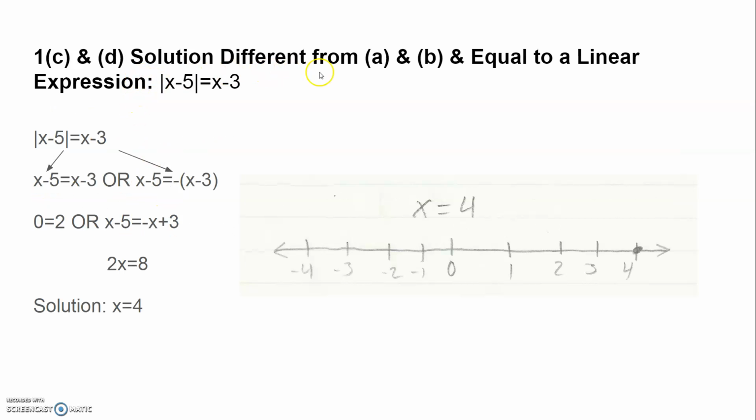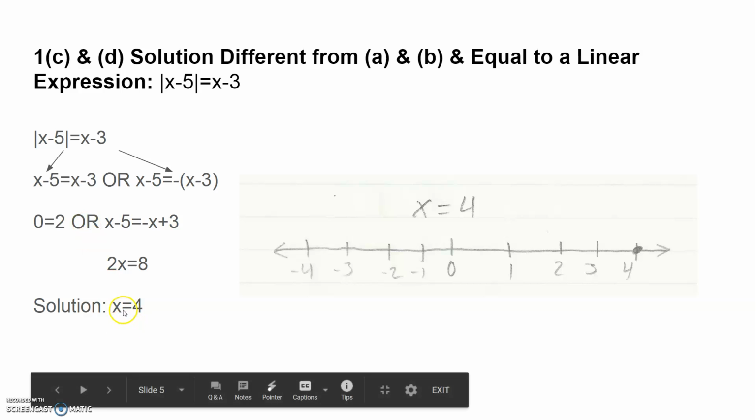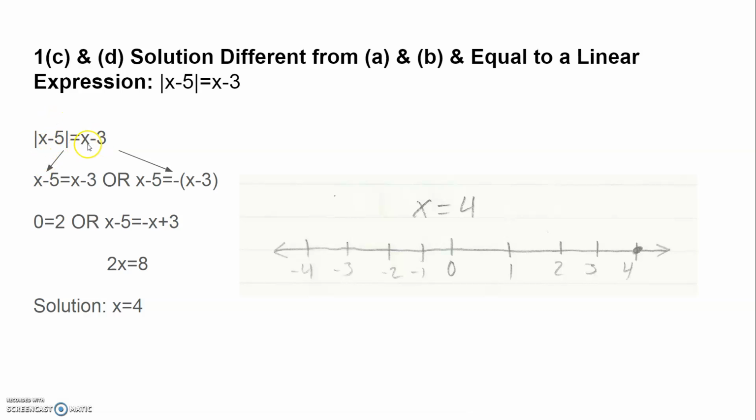With a solution different from A and B, it works because you have an equal sign to 4. So, if you plug in 4, you get -1, that's absolute value is 1, and then 4 minus 3 is 1, 1 equals 1.